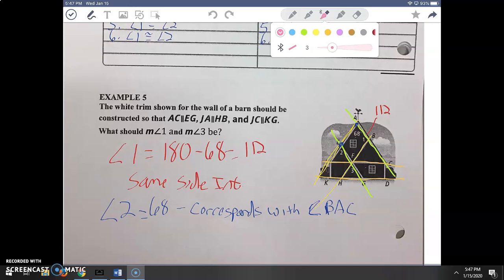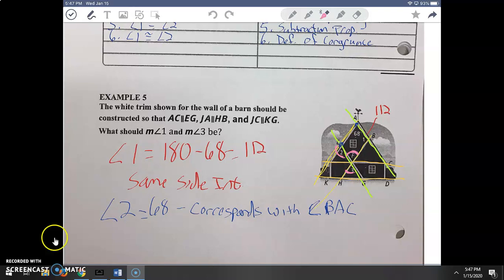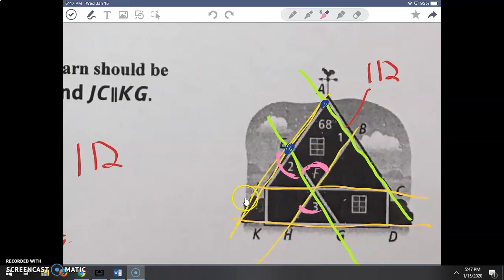Okay, so in this one, we're looking at angle 3. To get angle 3, we can actually use angle 2 compared to this angle here. Angle 2 to this angle are actually alternate interiors.